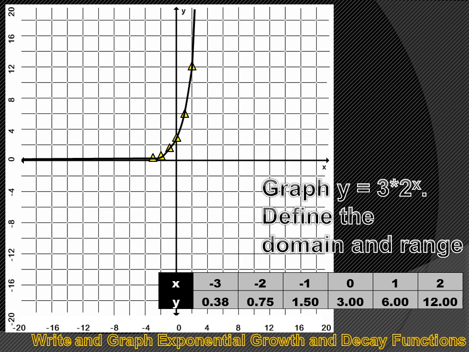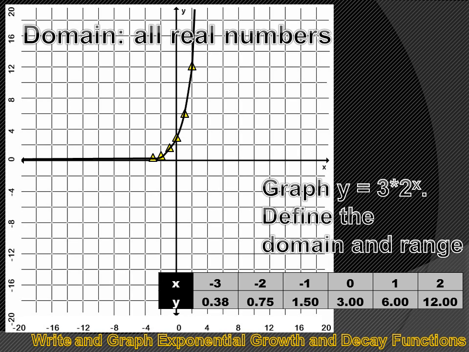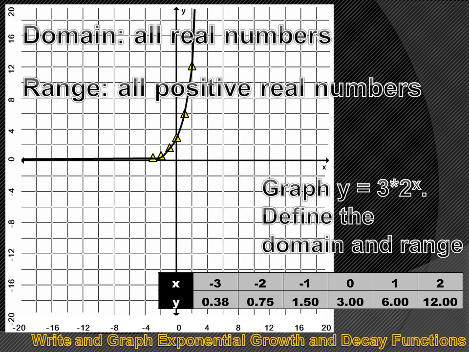And we could define the domain and range this way. The domain, or the x values, are all the real numbers. The range, or the y values, are all the positive real numbers, because that line never goes below a value of 0 on the y-axis.